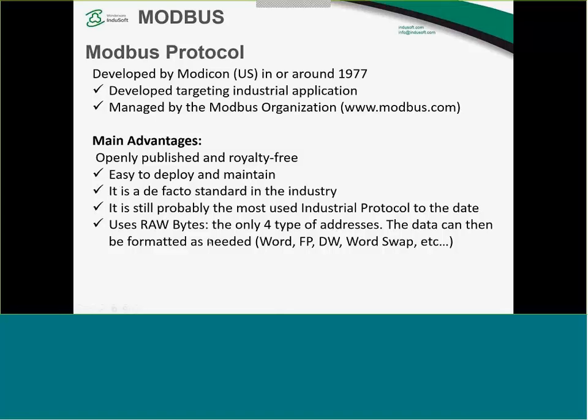A very simple way to address that, because it uses raw bytes with 4 types. Depending on how you get this type of addresses, you can format them. So let's say you receive a register, it can be a word, it can be a signed word, it can be a floating point, a double word. You can swap the words inside the double word and swap the bytes within a word and things like that. So there are several options. Something is going to work for your system.